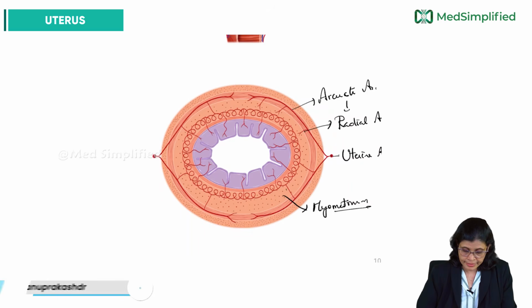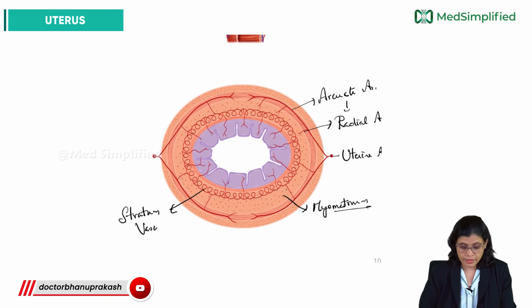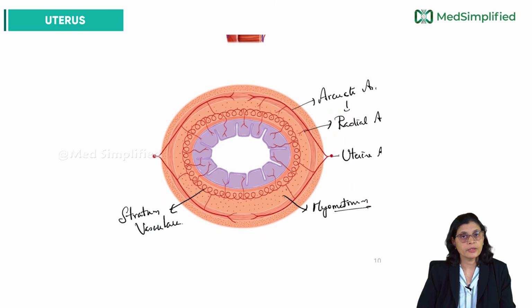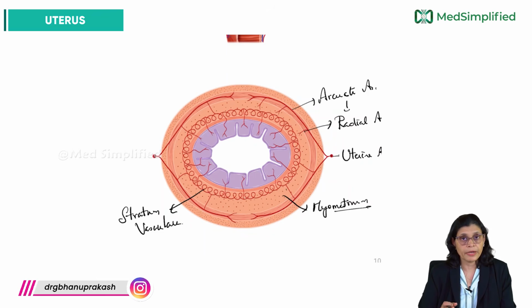The radial arteries pierce the myometrium centripetally and anastomose. Now here, if you see, they are all anastomosing with each other to form what we call the circulus, or the stratum vasculare. They form a circular anastomosis, which we call the stratum vasculare. So this stratum vasculare is formed by the radial arteries, which pierce through the myometrium of the uterus and anastomose with each other.